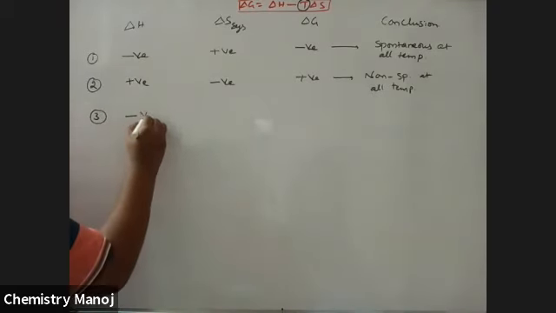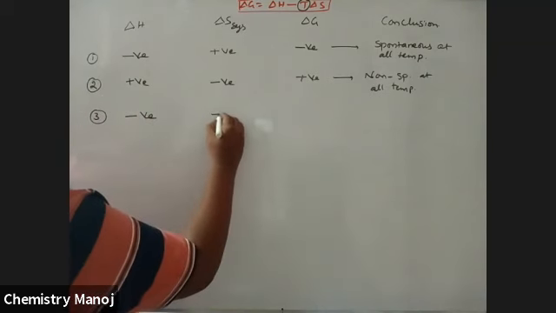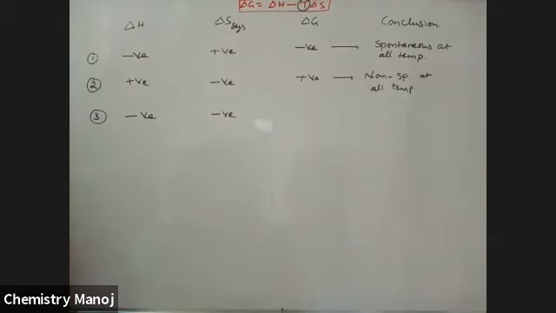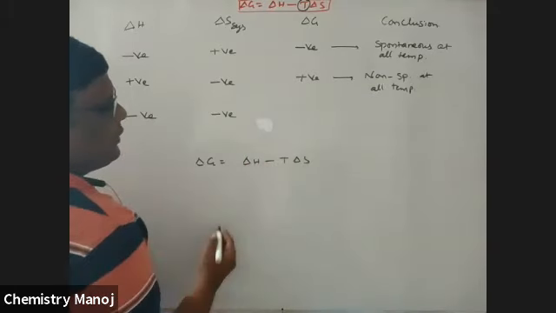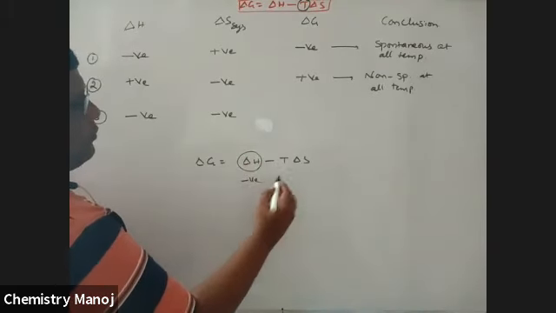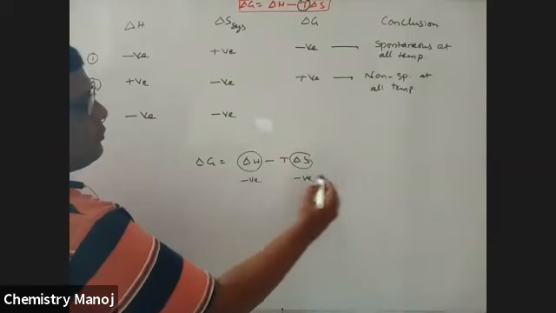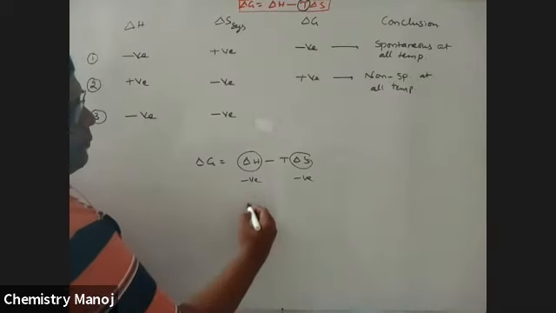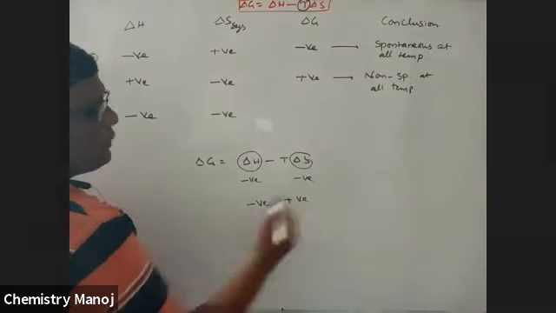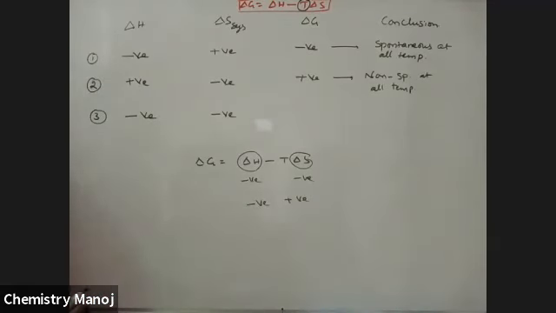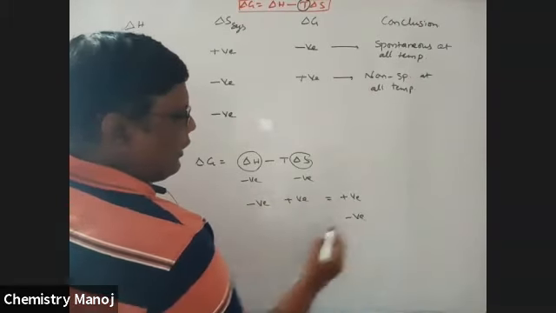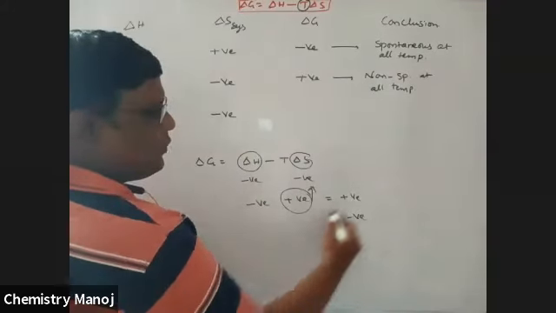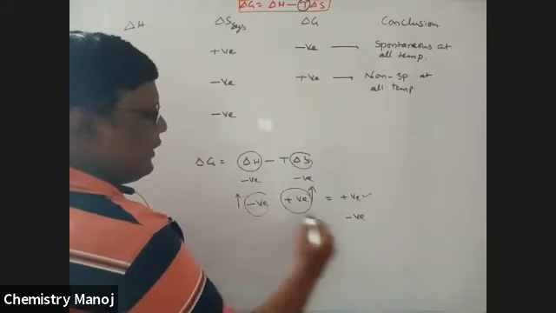Now delta H is negative, delta S also negative. See boys, we have the formula delta G is equal to delta H minus T delta S. So delta H is negative, and minus T delta S is positive. That means the overall value may be positive or may be negative. If this term is high, it is positive; if the other is high, it is negative.